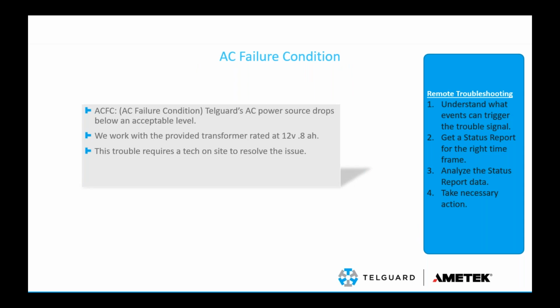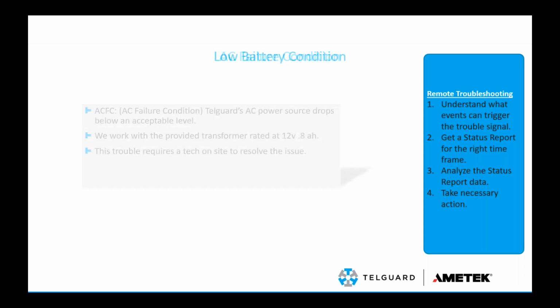Now, getting a little more detailed with each trouble condition and how to work with it. So an AC failure condition, the AC's dropped. So we work with the provided transformer that's 12 volts, 0.8 amp hours. I think it's safe to say that most of you would be aware that this would require a tech on site to resolve this issue. Unfortunately, an AC failure issue is not something that can be resolved remotely. This is going to be a hardware issue.